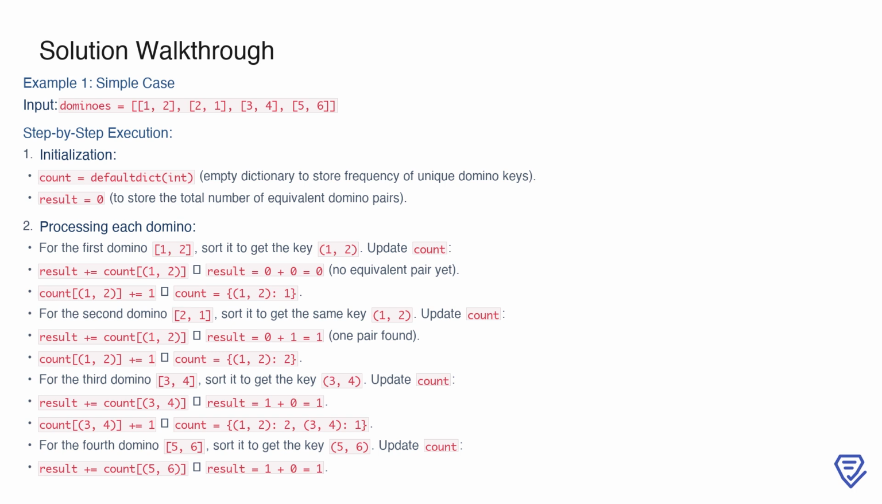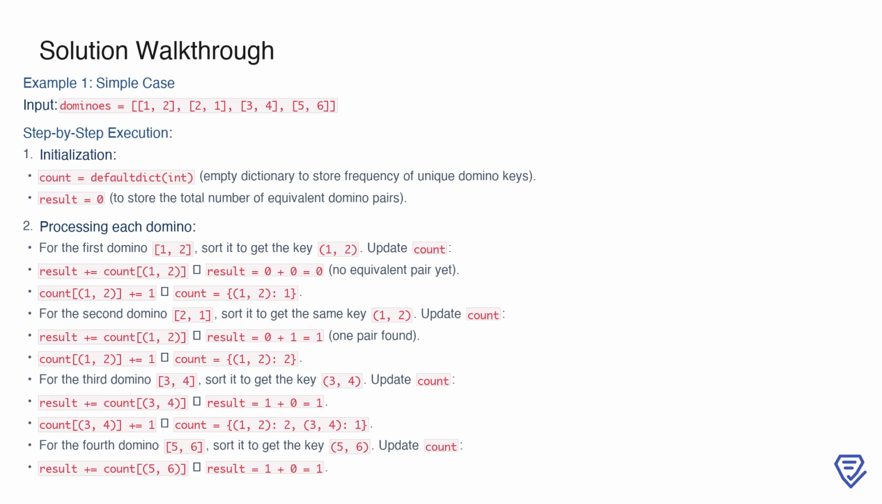To solve this problem, we need to count the number of equivalent domino pairs. Let's start with a simple example. The input dominoes are 1,2, 2,1, 3,4, 5,6. First, we initialize two variables: a dictionary called count to store the frequency of each unique domino key, and result to keep track of the total number of pairs. Both start at 0. Now, we process each domino one by one.